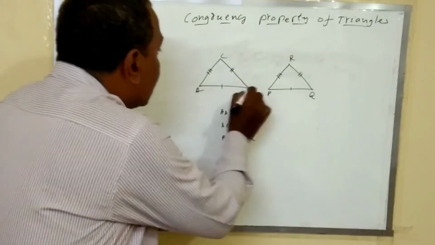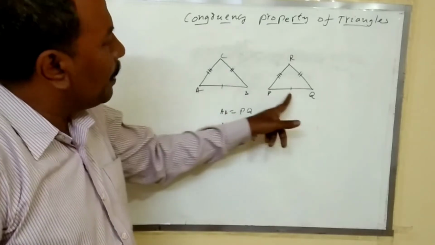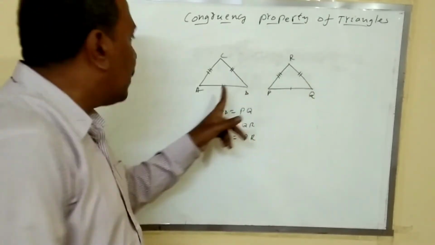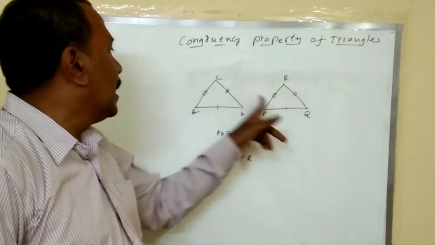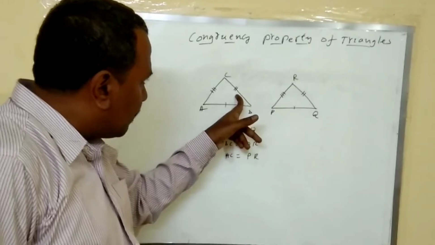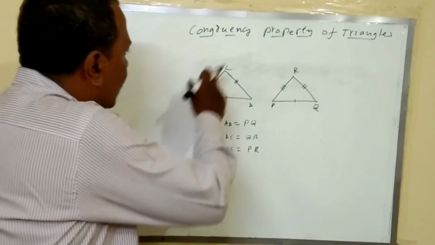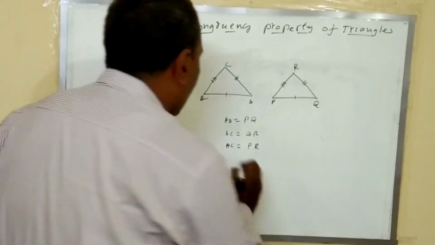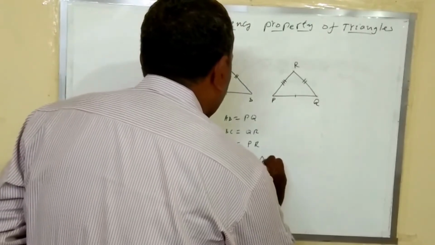So these are the corresponding sides. AB is corresponding to PQ. BC is corresponding to QR. That means in place of AB, here PQ replaces. In place of BC, it is replaced with QR. And AC is replaced with PR. So these two triangles are congruent. Triangle ABC is congruent to triangle PQR.